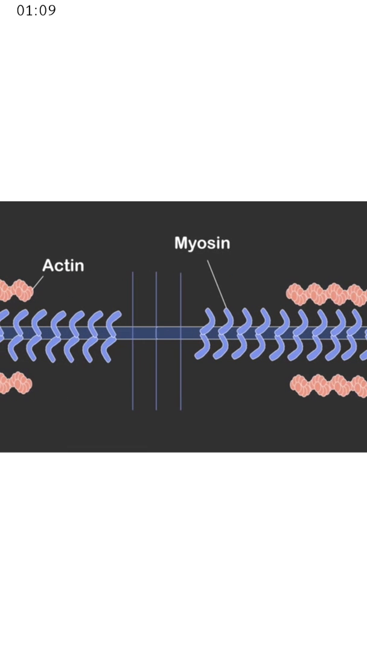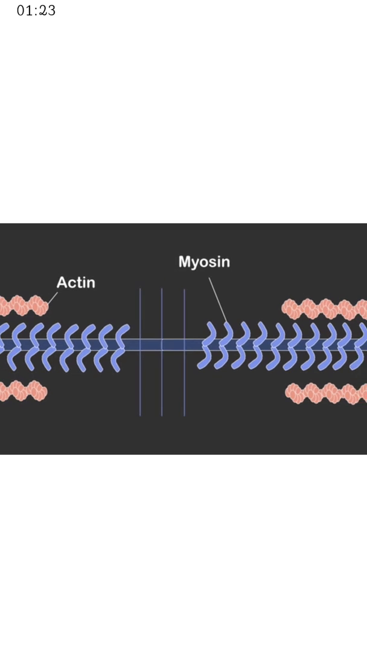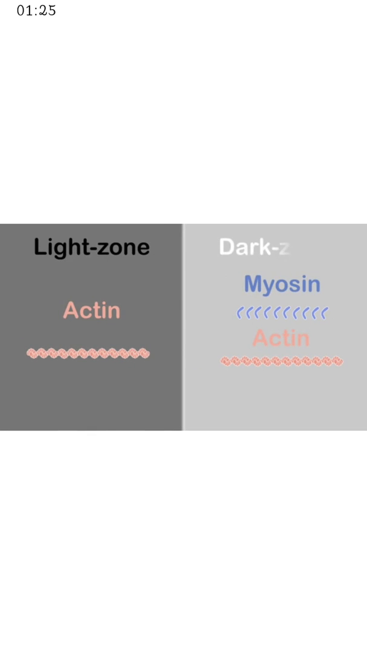The myosin filaments are special in that they have hook-like structures in order to form a bridge between the actin and the myosin filament. The light zone is a region where we meet only the actin filament, while the dark zone is a region where we meet the myosin and the actin filament, both found in the same region.